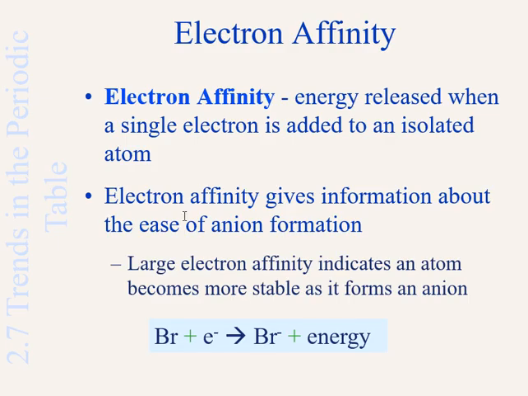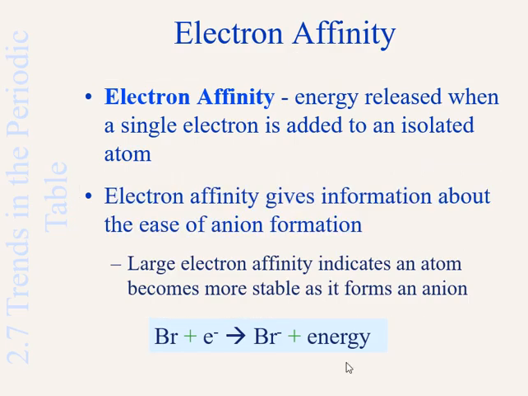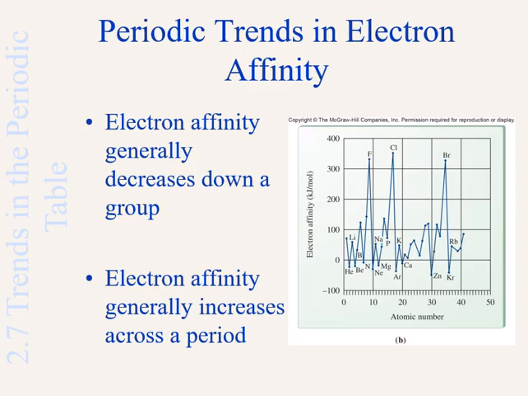And so we call it electron affinity, and electron affinity gives the information about the ease of formation of the anion. Large electron affinity indicates an atom becoming more stable as it forms an anion. What's the trend? Electron affinity generally decreases down a group, going from top to bottom, and electron affinity generally increases across a period, going from left to right. And that makes sense because as we go from left to right, we have non-metals on the right, and non-metals are the ones which want to gain electrons to look like the noble gases, to achieve the noble gas configuration.